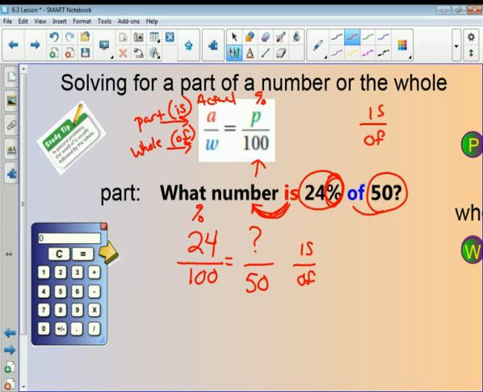So now I'm going to look at this and I'm going to cross multiply, divide. So on my calculator, I'm going to do 50 times 24 and then divide that answer by 100. And 50 times 24 divided by 100 gives me 12. So here I found out that my answer is 12.